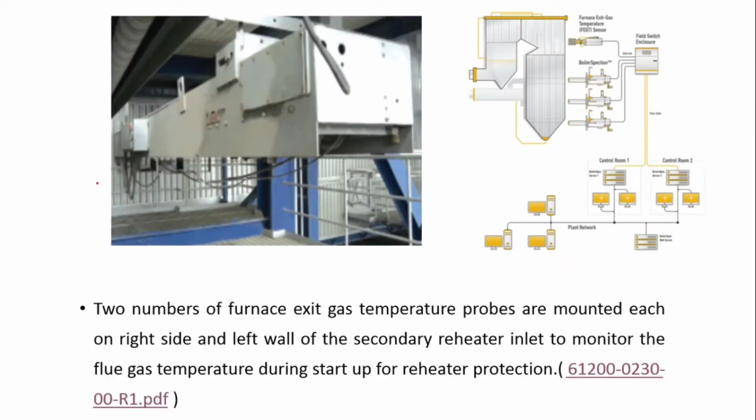This is a typical diagram of FEGT installed in a furnace. Generally, FEGT are installed on the left and right side of the furnace, near the secondary reheater inlet header, to monitor the flue gas temperature during startup for reheater protection.